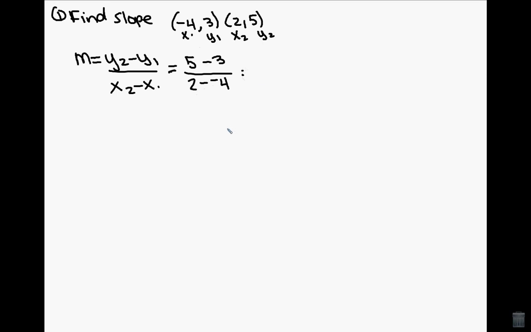From here, you just do the math. You can use your calculator if you need to, but be careful. So 5 minus 3 is obviously 2. And 2 minus a -4. If you need to, keep it, change it, add the opposite, whatever makes sense to you. But 2 negatives make a positive, or use your calculator, and you get 6. In this class, you always reduce fractions. Your final answer here is 1/3.